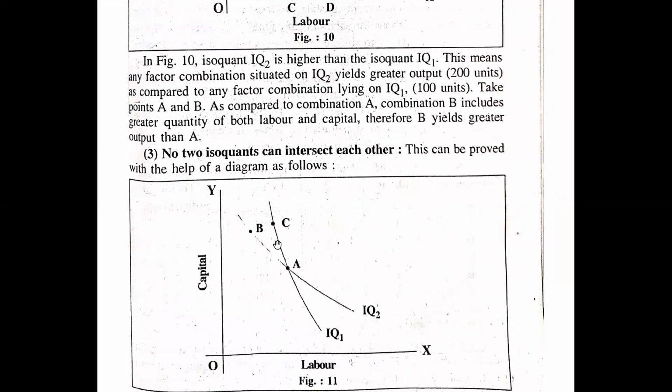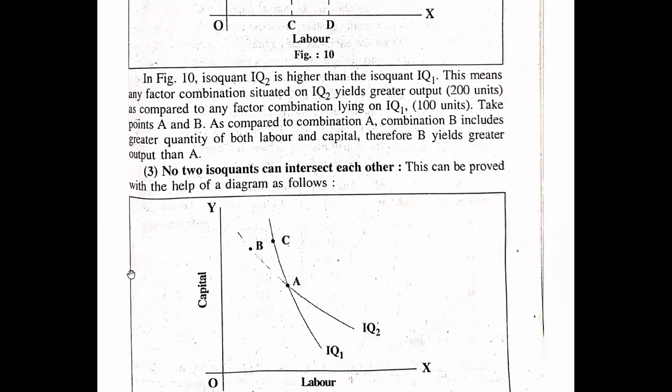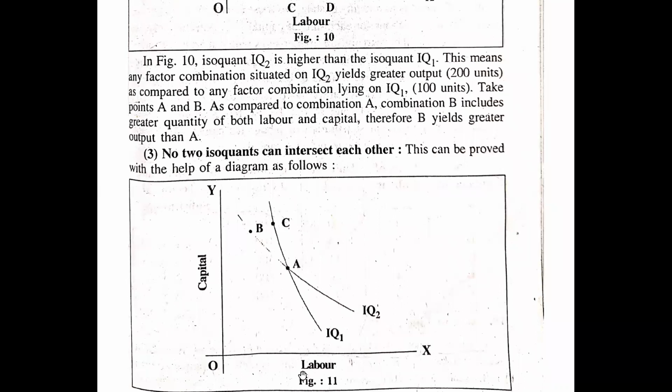Now we will see the third characteristic, that is, no two isocons can intersect each other. This can be proved with the help of the diagram below. So guys, no two isocons can intersect each other. This can be proved by this diagram. Let's see, here we are given labor, here we are given capital on the y-axis. We can see over here that no two isocons intersect each other.